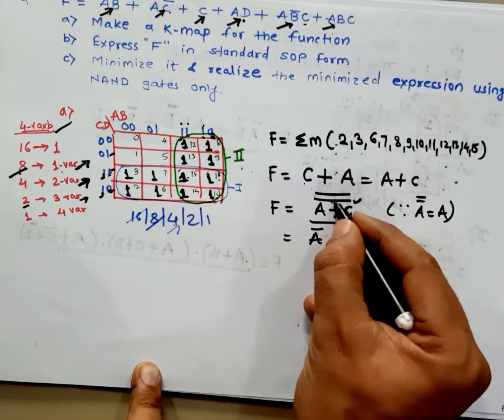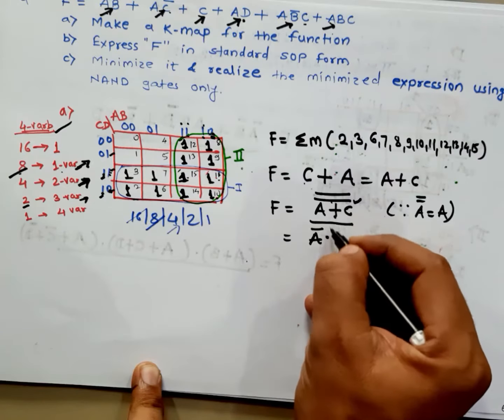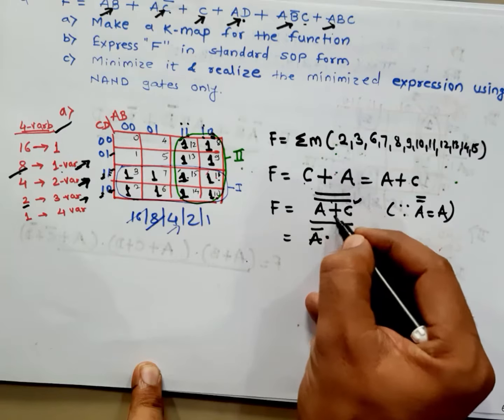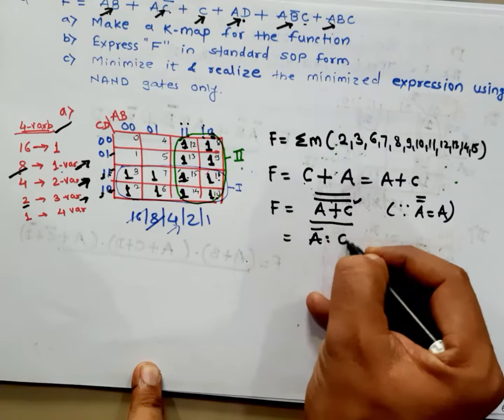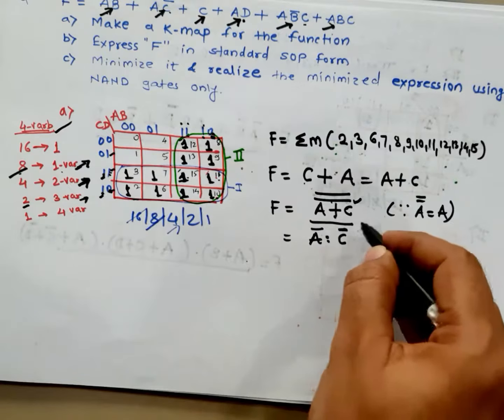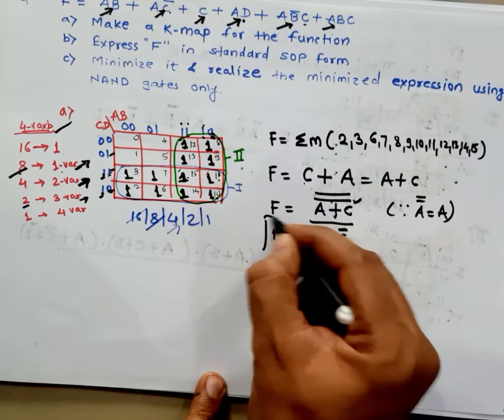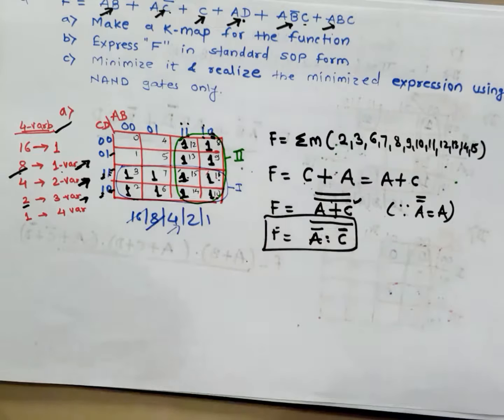So according to De Morgan's theorem, A bar, the plus sign is replaced by the dot sign, and then it is the complement of the second variable. The next negation is as it is. Now these equations are like your AND gate. Now we want to implement this one.